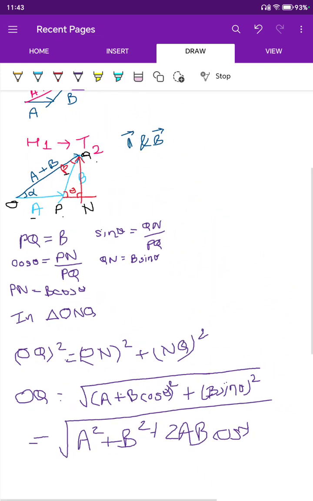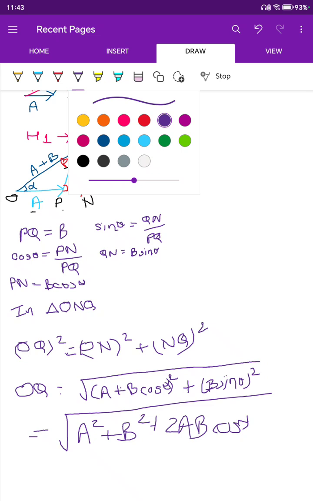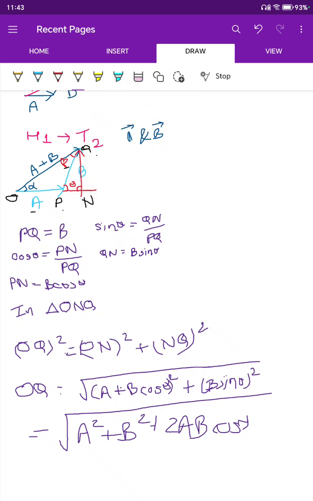Our final vector is OQ. See here, OQ. This final vector is root of A square plus B square plus 2AB cos theta. So this is the result we came to, and these A, B are the magnitudes of the vectors.